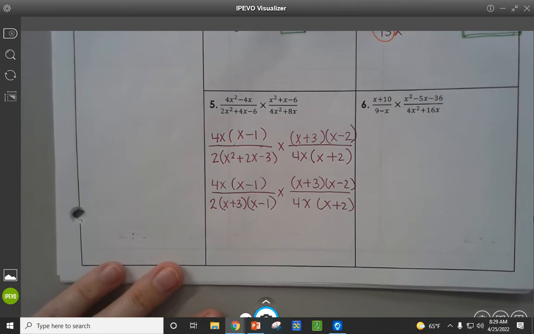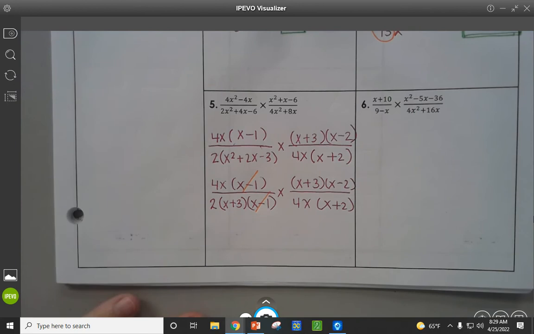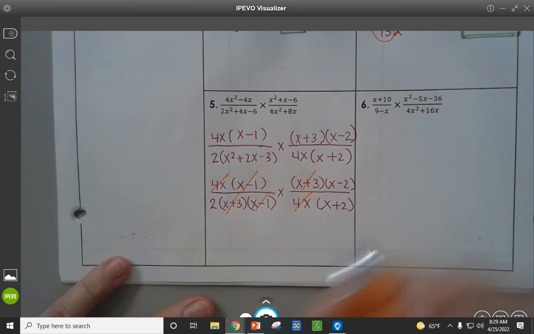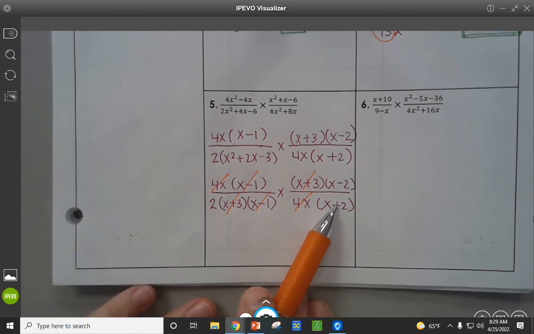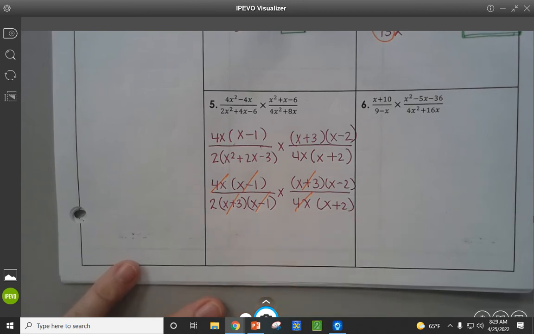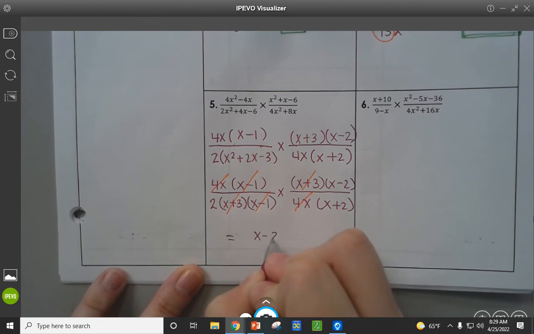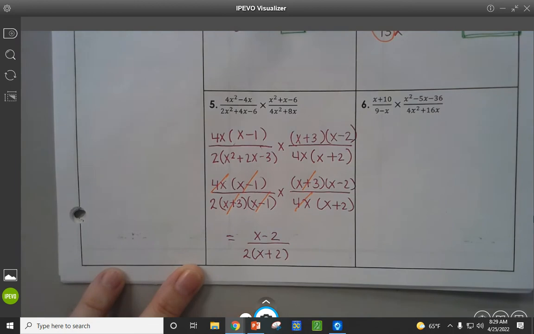And now I can cancel out common factors in the numerator and the denominator. So we have x minus 1s. We have x plus 3s. We have these 4x's. Anything else? I have an x minus 2 and an x plus 2. We can't manipulate those to get a common factor. So I've got x minus 2 on top, and then 2 times x plus 2 on the bottom.